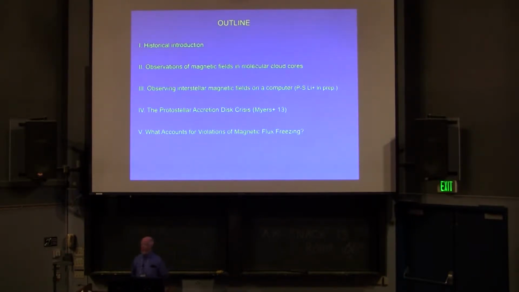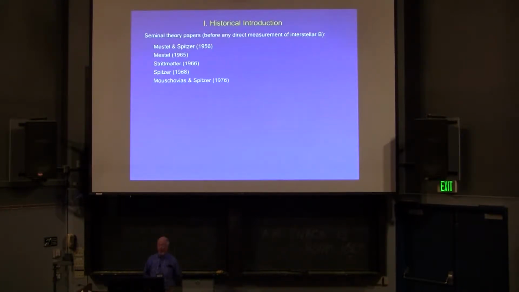Now I'll talk about a particular problem which Eve alluded to yesterday, which is the so-called protostellar accretion disk crisis. And then I'll wind up by talking about what we find as apparent violations of magnetic flux freezing.